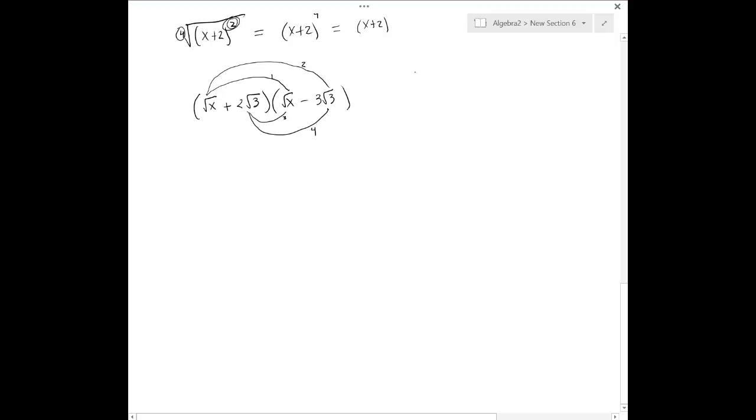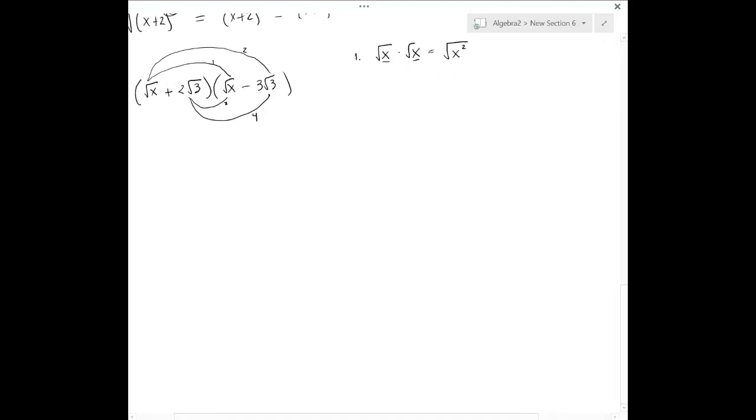Multiplication 1 is saying take the square root of x and multiply it by the square root of x, which is what we talked about in the beginning. Multiply the two things underneath, join them under one square root, and you get the square root of x squared. What's the index when it's missing? 2. So now you just divide the exponent by the index to get just x for number 1.